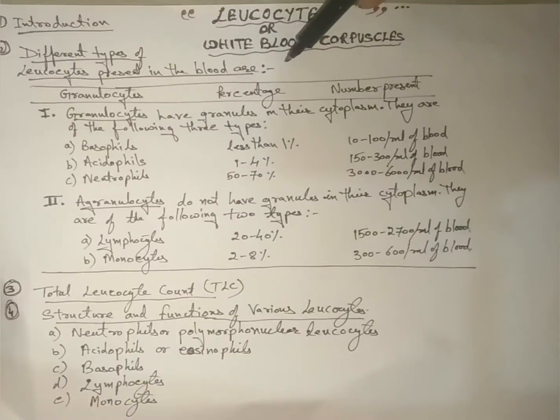WBCs or leukocytes are an important part of the immune system. These cells help fight infections by attacking bacteria, viruses, and germs that invade the body. WBCs originate in the bone marrow but circulate throughout the bloodstream. There are 5 major types of white blood cells: neutrophils, lymphocytes, eosinophils, monocytes, and basophils.